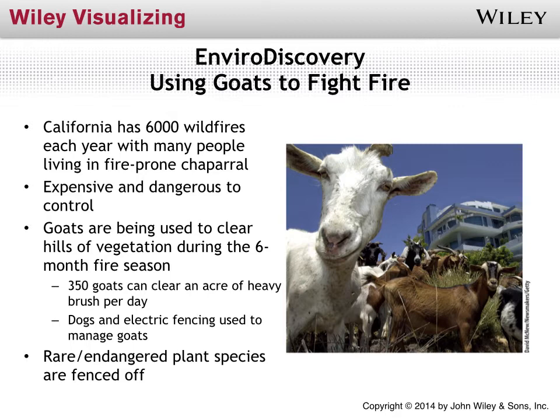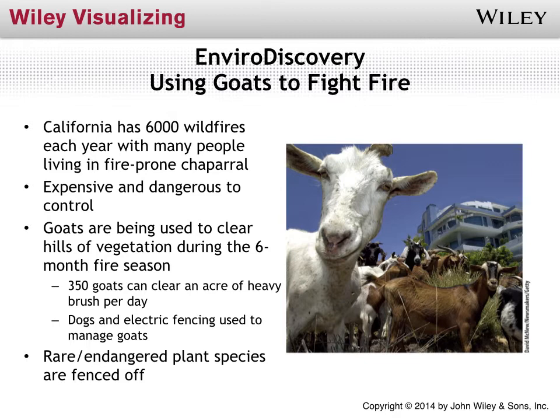And we are using goats to help actually fight future wildfires. We have about 6,000 wildfires per year on average, some very large, some very small. And again, because most of the people in California are living in this biome, we've had to find ways to deal with this problem other than with fire. And so goats have been used for quite a while now to clear vegetation. They'll eat almost anything. And basically during the fire season, on average, you could use a couple hundred goats and they could easily clear an acre of heavy brush per day.